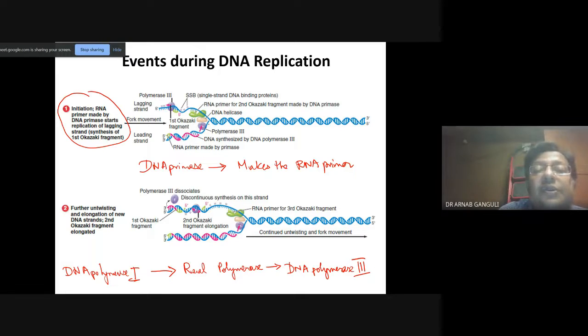So first DNA helicase is unwinding. Can you see this DNA helicase over here? It is unwinding.